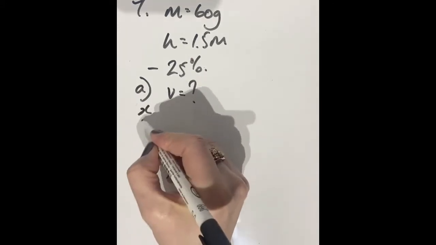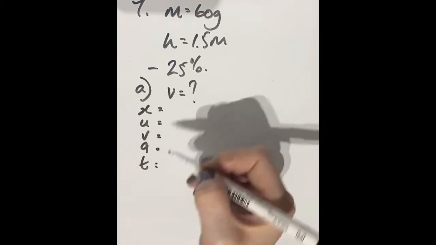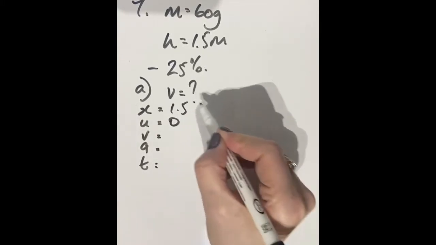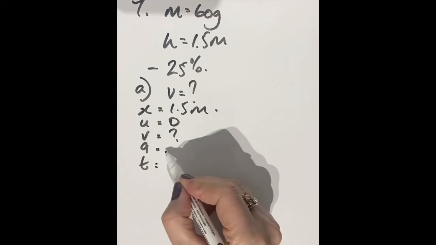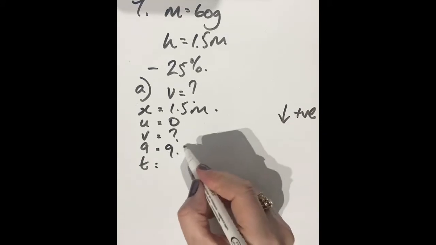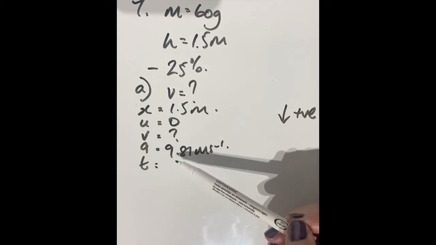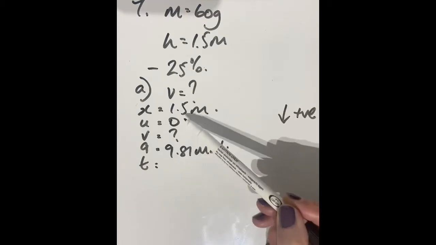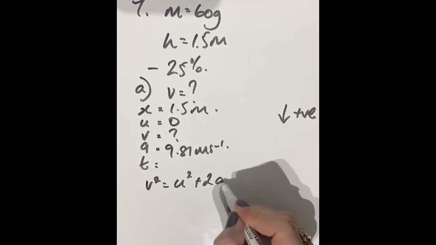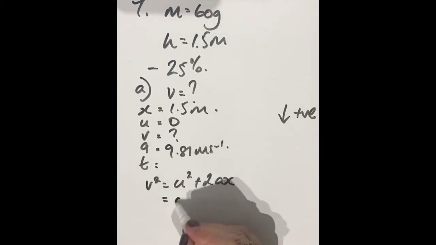So the ball is dropped, so u equals 0, x equals 1.5, v is what we're trying to find, and the acceleration, I'm going to say down is positive. The acceleration is 9.81. So let's have a look. Can't use v equals u plus at. v squared equals u squared plus 2ax. So u is 0, so that's 0.